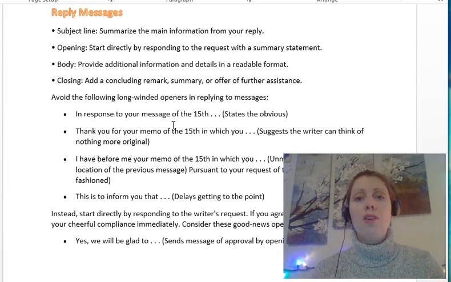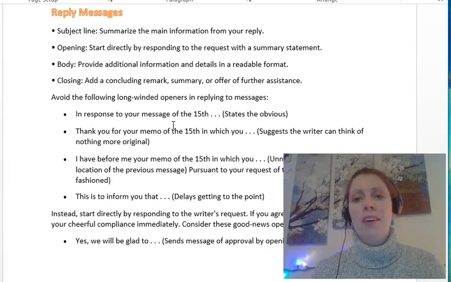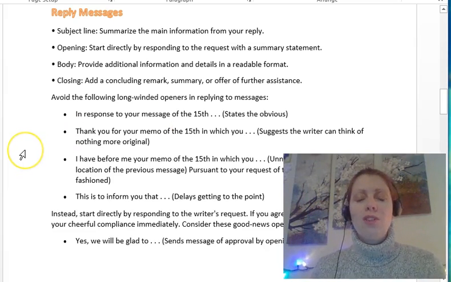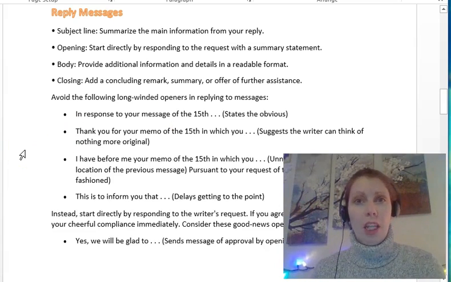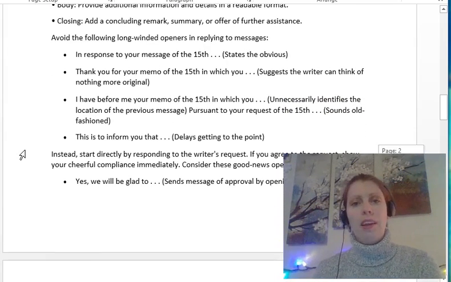In your opening, you start directly by responding to the requests with a summary statement. In your body, you want to provide additional information and details in a readable format. And in your closing, add a concluding remark, make a summary, or offer further assistance to the receiver. So try to avoid the following long-winded or very wordy openings in replying to messages.